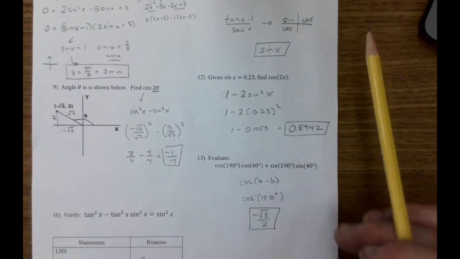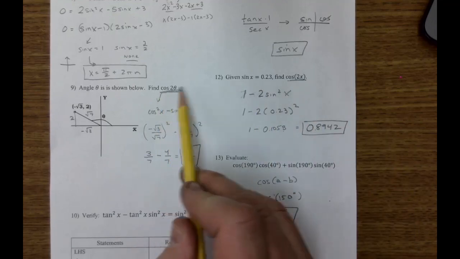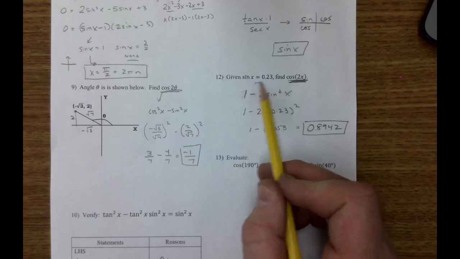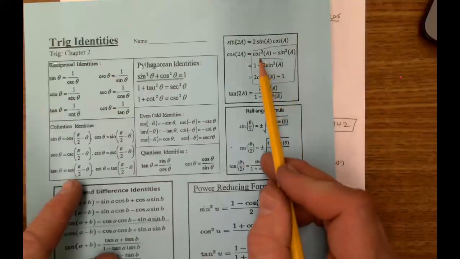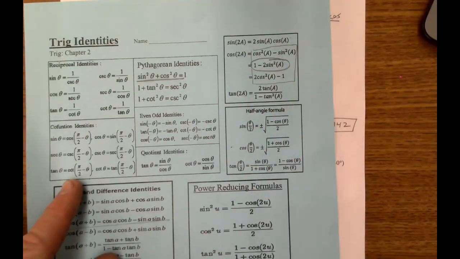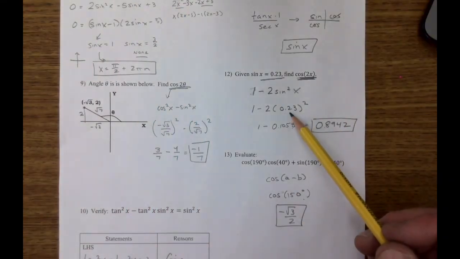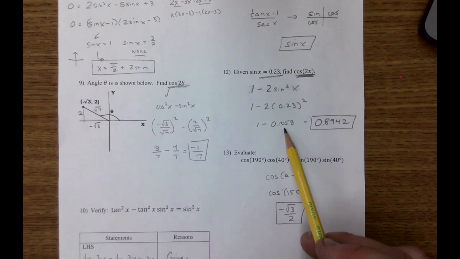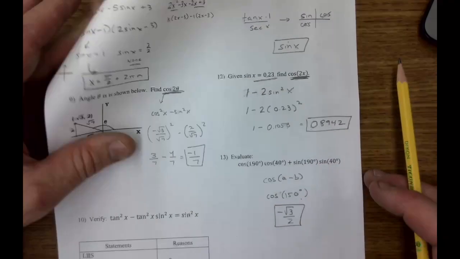Now on number 12, we have to do the same exact problem we did here. These two problems are exactly the same. However, I am only told the sine value. So since I'm only told the sine value, I went ahead and picked this one right here to use. And that goes right there. And then you go ahead and put your 0.23 in there. You could square this, times it by 2, and you would have this number. 1 minus that number is 0.8942.